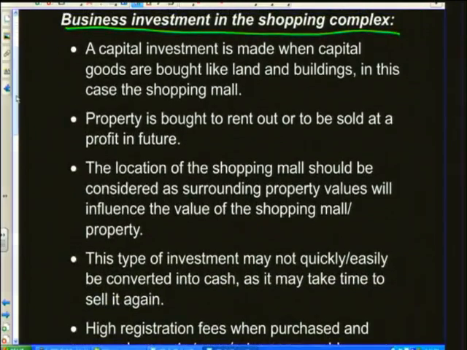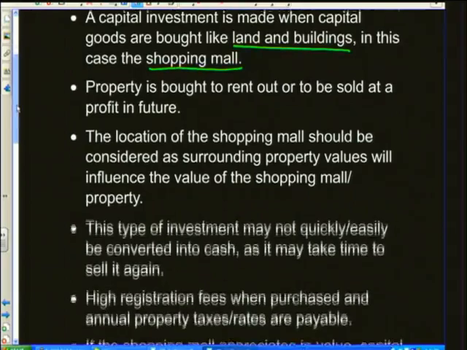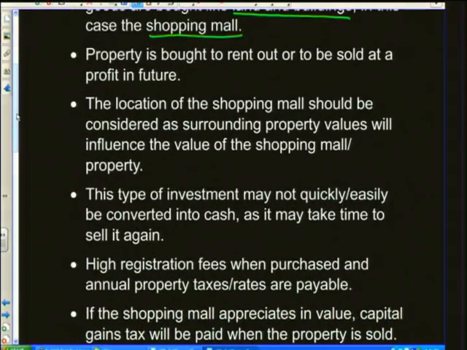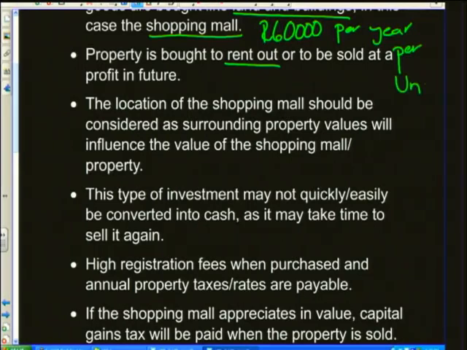So a capital investment is made when capital goods are bought, like land and buildings. And in this case, we've bought a little shopping mall. Right. Property is bought to rent out, like what we're doing, right? Or to be sold at a profit in the future. So right now, we are getting 60,000 Rand rent per year per unit. And don't forget that there are 10 units.